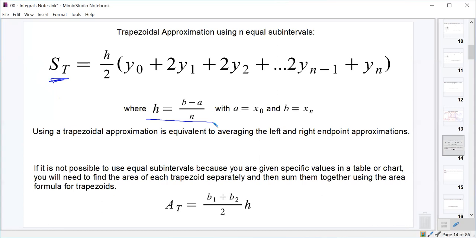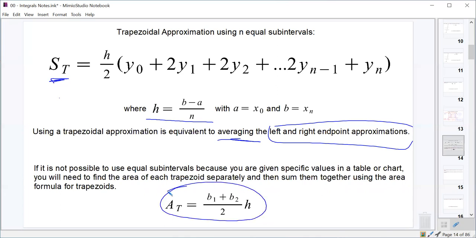I'll note also that a trapezoidal approximation here is the average of the left and right endpoint approximation. So it's the average of the left Riemann sum and the right Riemann sum. And in some cases on the AP test, most likely when they just give you a chart of values, you won't be able to have equal subintervals. So in that case, you can't use the formula here. You just have to take the regular trapezoid area formula that we talked about on the previous page, and use that repeatedly until we find the area of each of those trapezoids. Sum them all together.